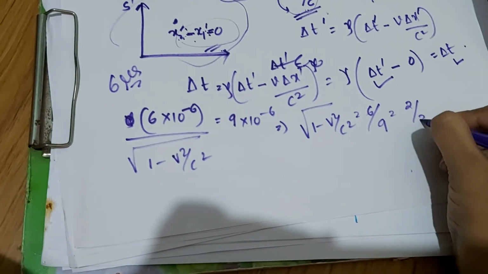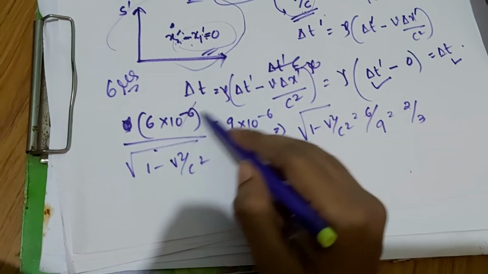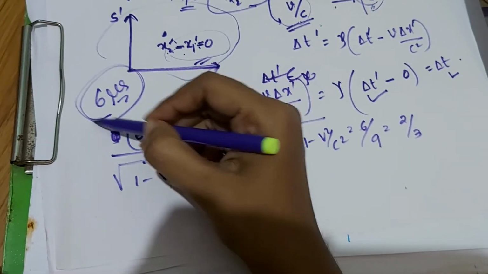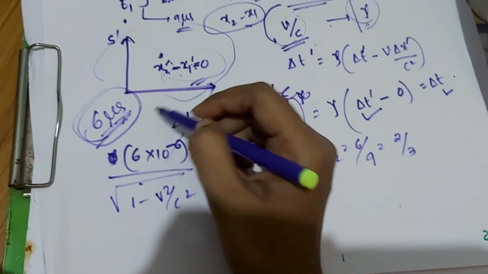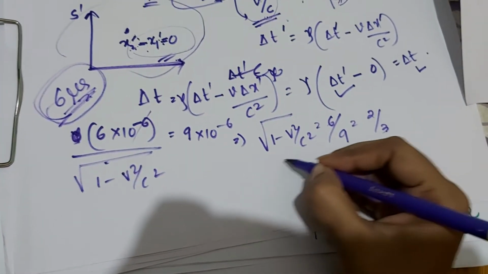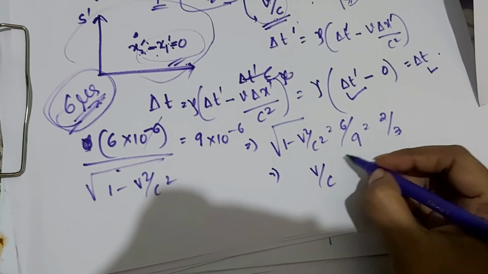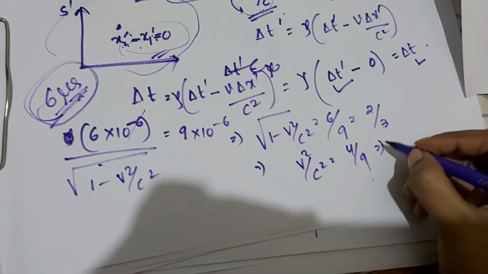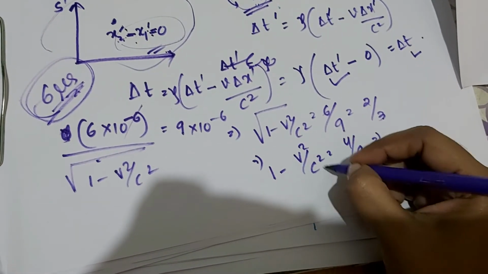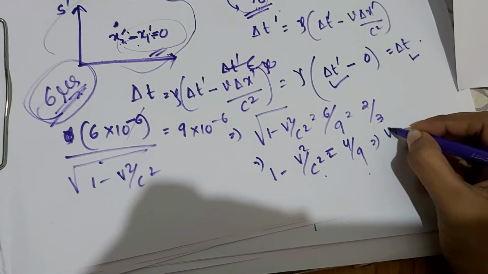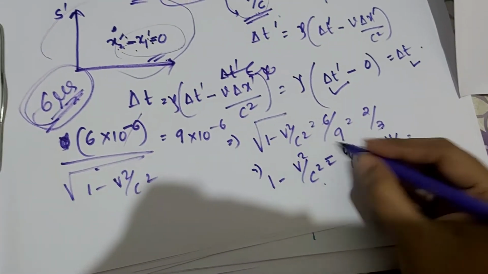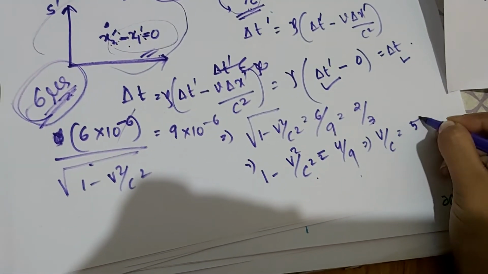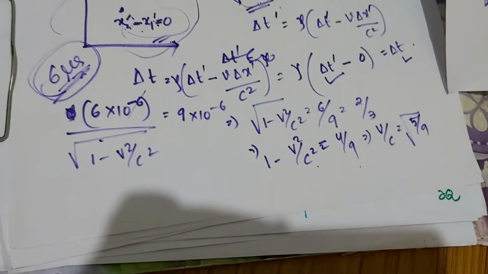So this will become 2 by 3, because 6 will come this side, the 10⁻⁶ will cancel out, since 6 microseconds means 6 × 10⁻⁶. So this is 2 by 3. From here I can see v²/c² will become 4 by 9, and after solving, 1 minus v²/c² will be equal to 4 by 9. So I will get v by c equal to root of 5 by 9. This is my v by c, right?